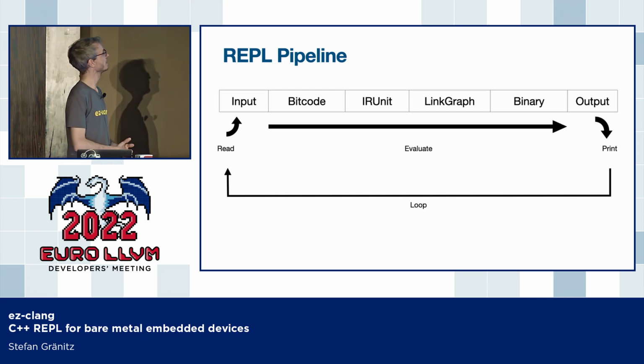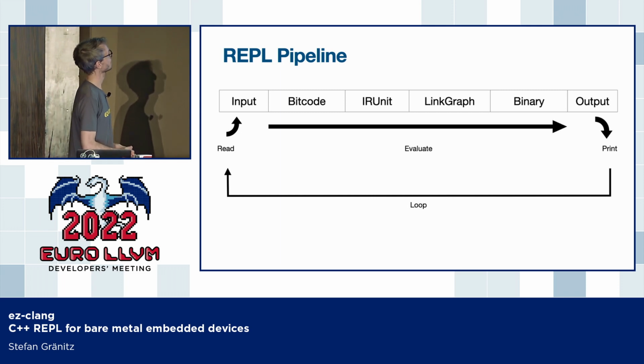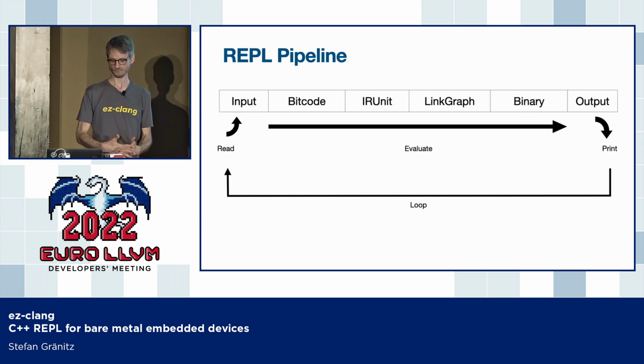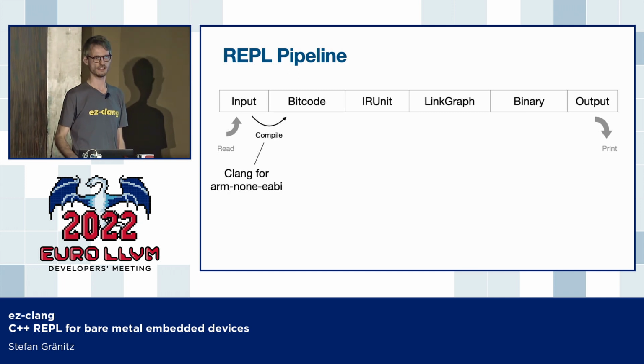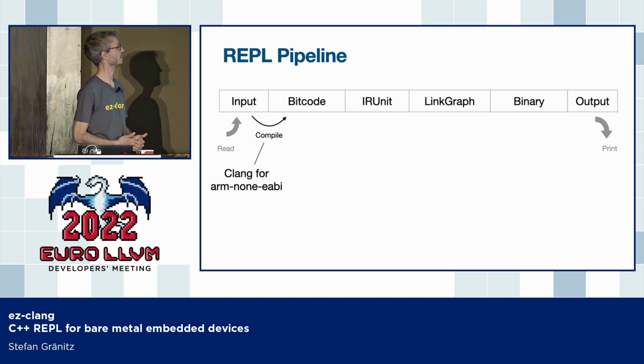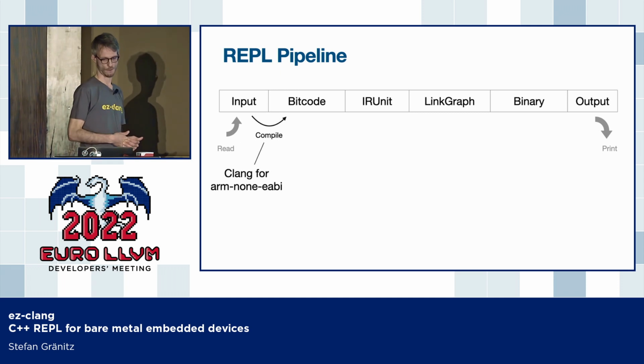The REPL pipeline is the next thing I want to talk about. REPL stands for Read, Evaluate, Print Loop. And there's a number of stages that we go through. And this is basically the interesting part, I guess, for toolchain developers. So let's see how it goes.